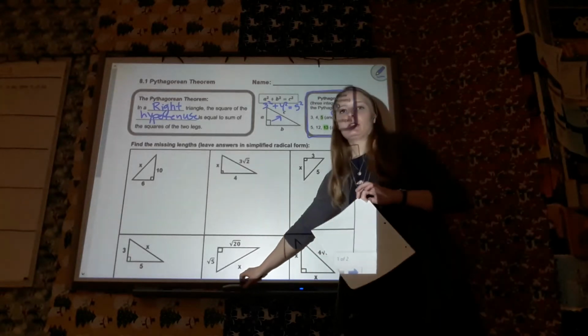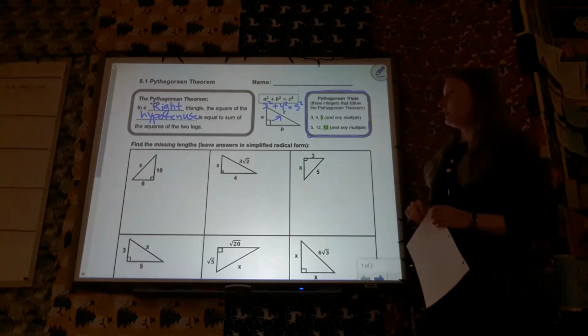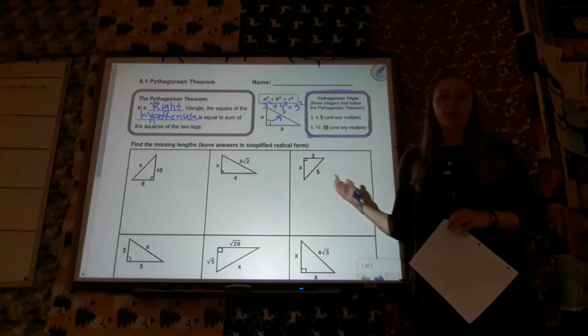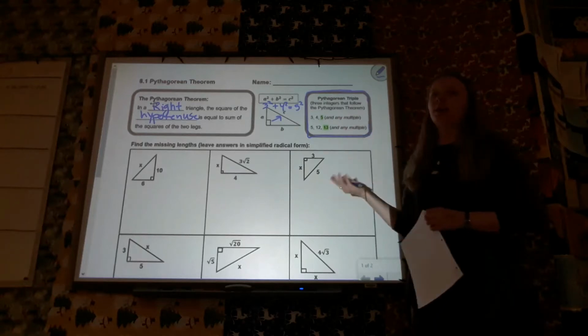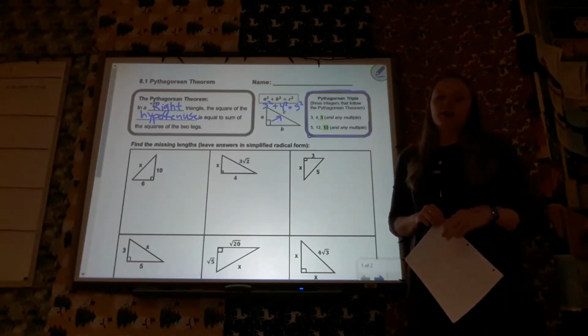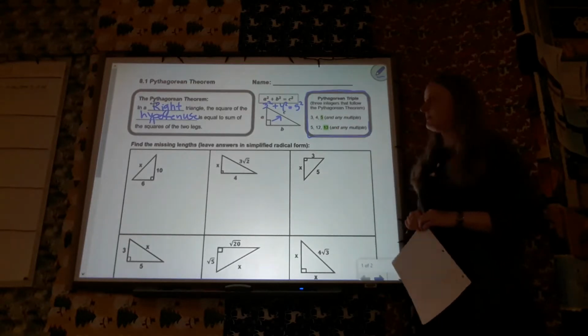So just remember to memorize those two Pythagorean triples, 3, 4, 5, and 5, 12, 13, and then be aware that you can multiply those by any number in order to get an additional Pythagorean triple. There are infinitely many Pythagorean triples, that's why I'm not going to have you memorize all of them, but these are the most commonly used ones, so make sure you remember them.